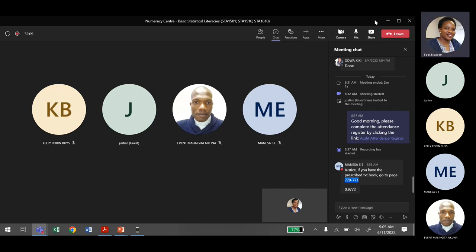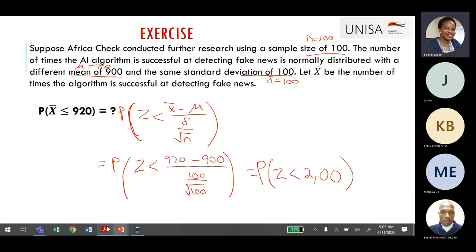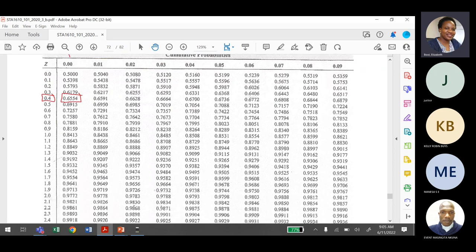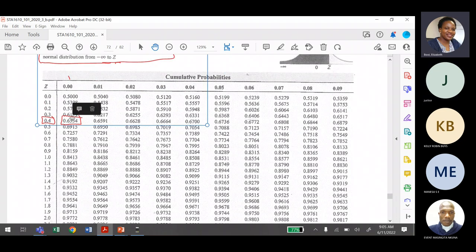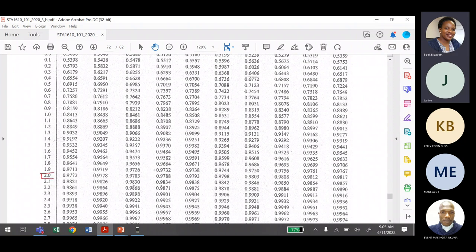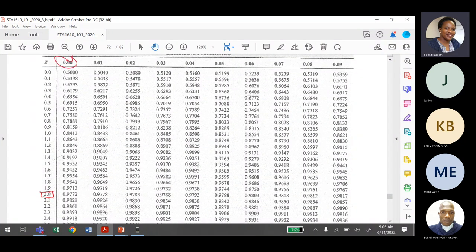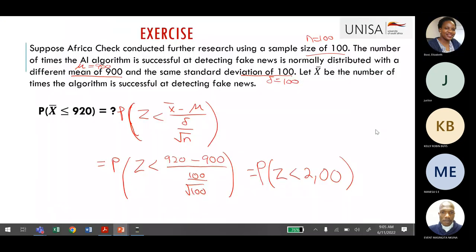770 and 771. Okay, so we're going to look at the table. It's positive, so we go to the positive side. We're looking for 2.0 and 0 at the top, and the answer is 0.9772, which is 0.97. And that's how you will find the probability.